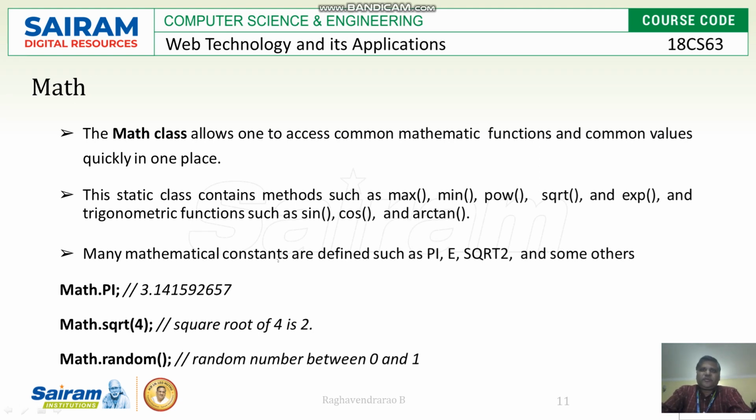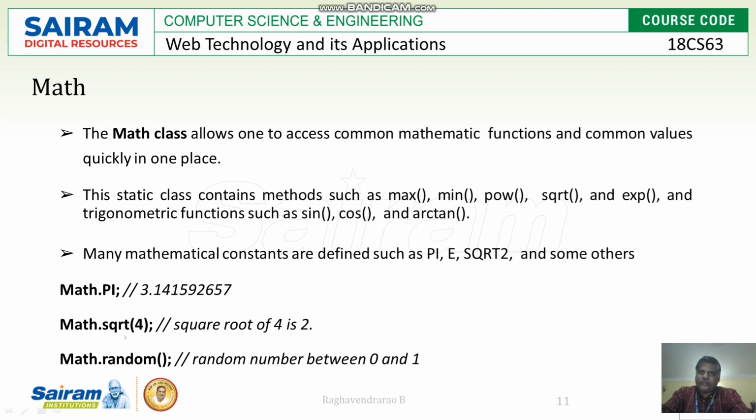Some variables are already defined in it, like pi, e values, and so on. Now we can see Math.pi, which you should write like this only: M is capital in Math, and PI is also capital. It is going to display the value 3.14159226, a big number.